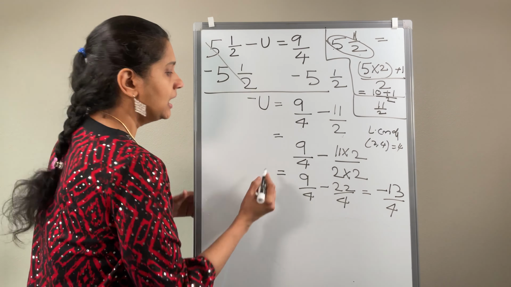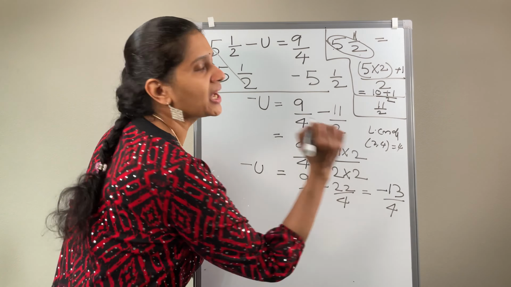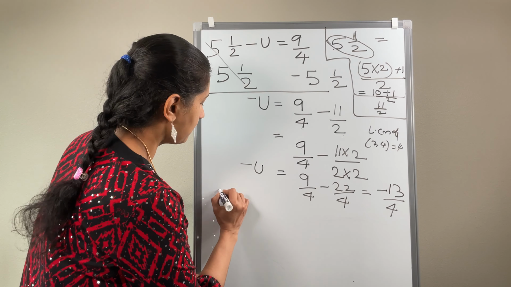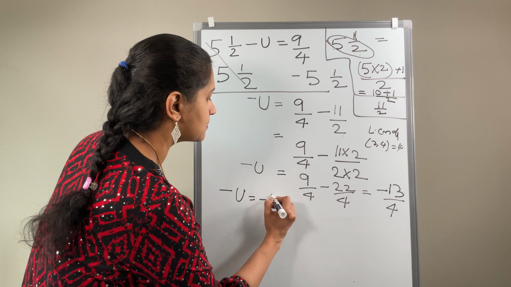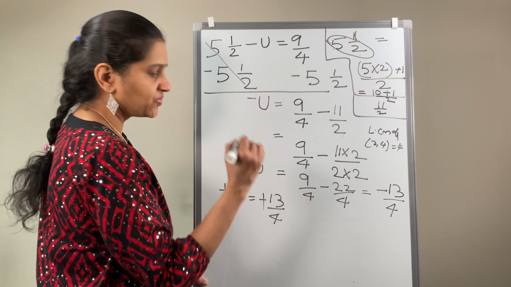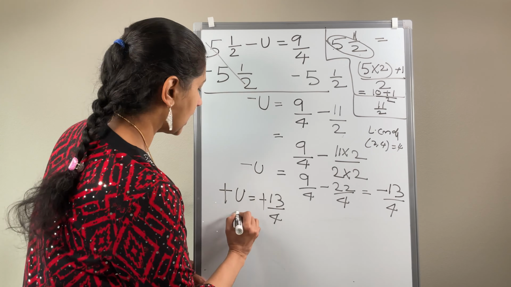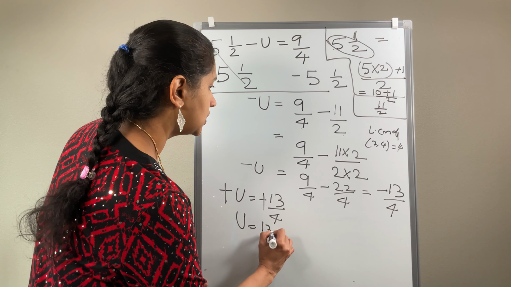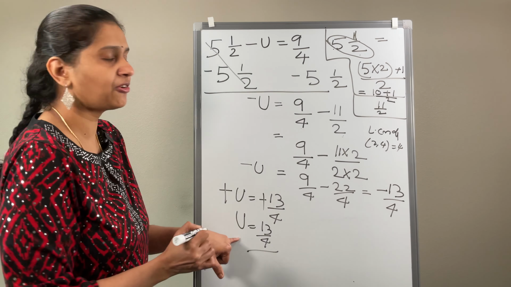So you can see the value of minus u is minus 13 by 4. So what will happen? You will be having minus u equal to minus 13 by 4. So what you can do is just cancel these negative signs. So that will give you u equal to 13 by 4. So this is the fraction form.